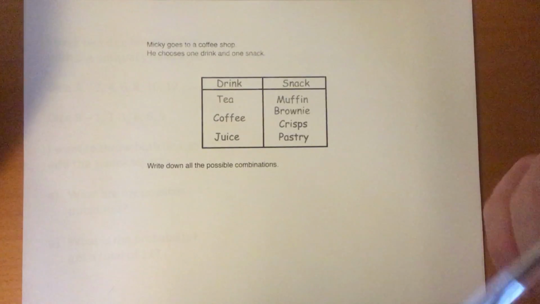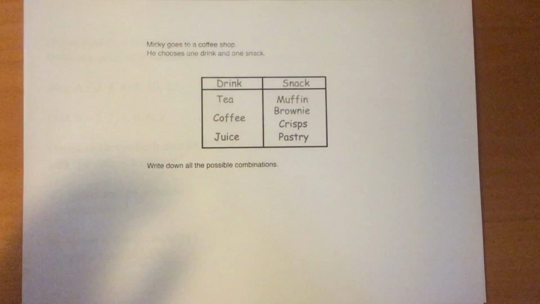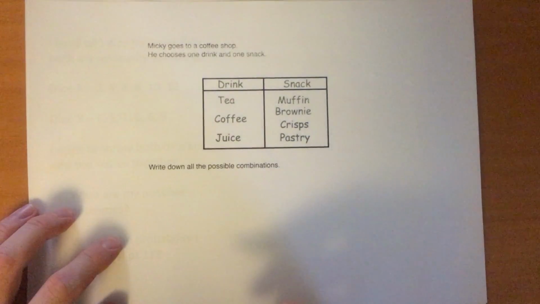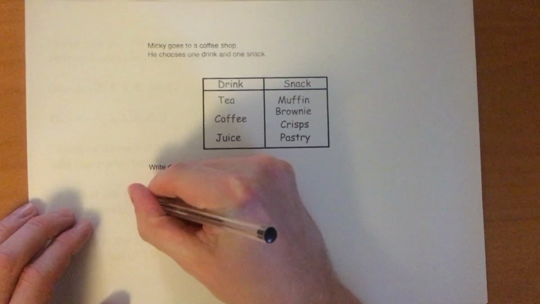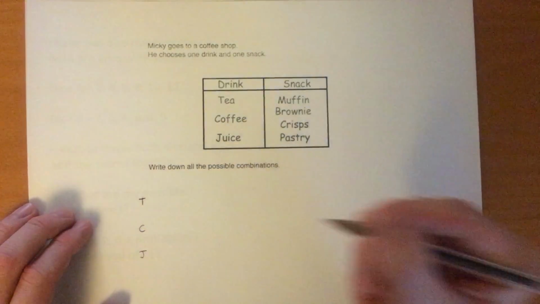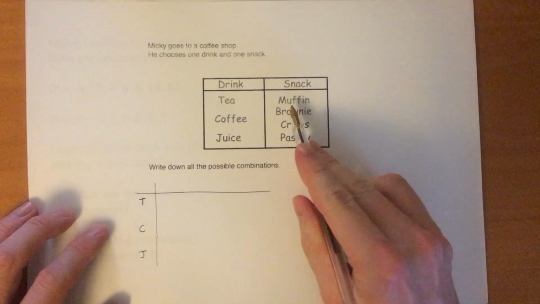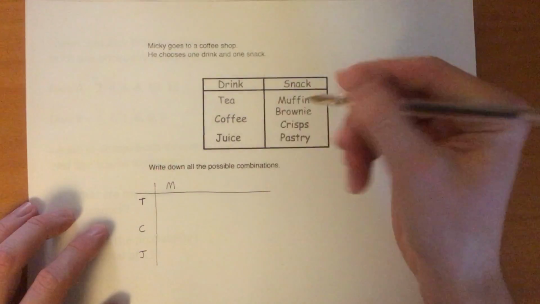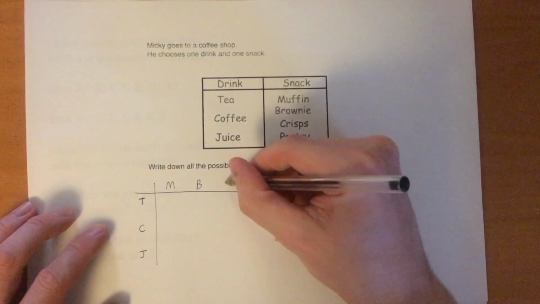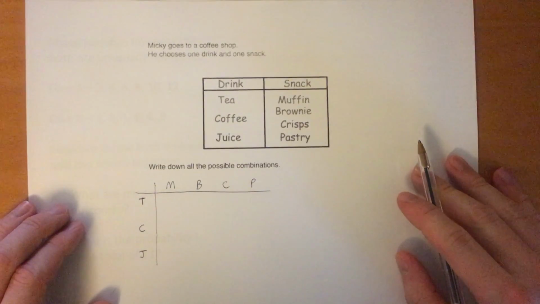You need to think, what if you listed out every single possible combination, how many are there going to be and what are they? So I'd go tea, coffee, juice, and so I'll probably put T, C, J in my table here. And then the top line, I'd put M, B, C, and P, all representing the different food there.